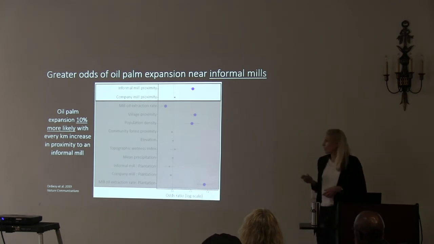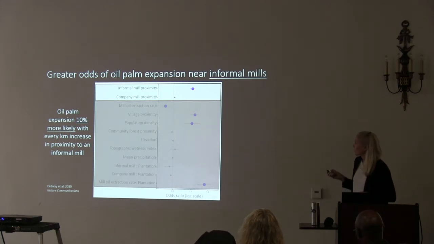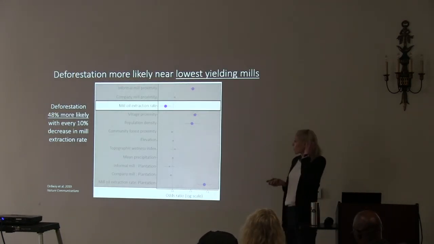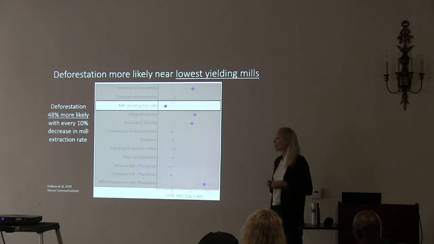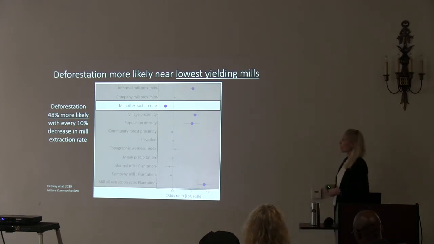What we found was that there were greater odds of oil palm expansion near these informal mills. So you're seeing here the log odds ratios. And what this suggests is that oil palm expansion was about 10% more likely with every kilometer increase in proximity to a mill. And in addition to that, deforestation was almost 50% more likely with every 10% decrease in the mill extraction rate. And what that means is just the mill yield. So you've got this crop yield on the farm, and then in the case of oil palm, you also have this milling yield. So not only was expansion likely near these mills, but it was near the lowest yielding mills.